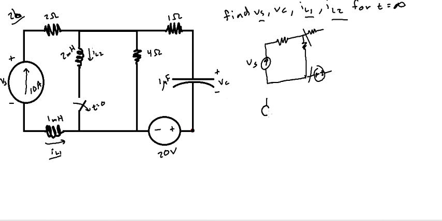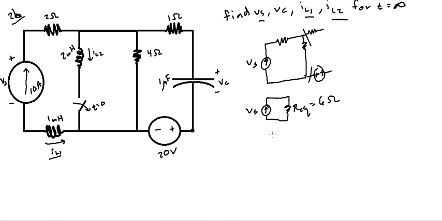So the steady state that we have is really just Vs with an R equivalent, which equals, I'm going to go ahead and do some mental math, 6 ohms. Got 4, got 2, we have 6 ohms.